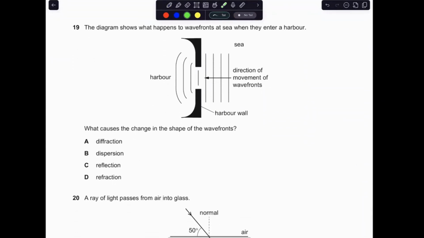So here we have wavefronts that enter a harbor. They're asking, what caused the change in the shape? What is the name of that process or effect? Diffraction. Yep, that's also straightforward.